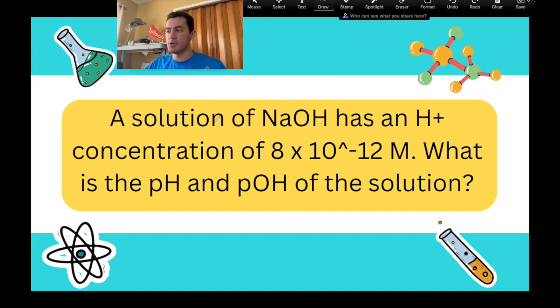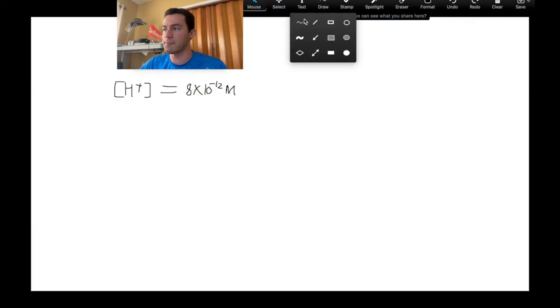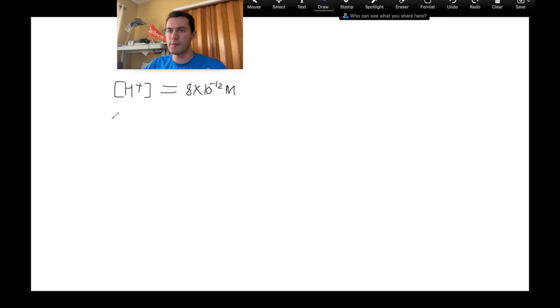Now here we have a solution of NaOH that has an H plus concentration. Let me write that down real quick. It has an H plus concentration of 8 times 10 to the negative 12th moles. What is the pH and the pOH of the solution? So let's go down to our scratch sheet of paper here. First off, we can figure out the pH one more time by doing negative log of 8 times 10 to the negative 12th moles. That's going to be our pH, like that.